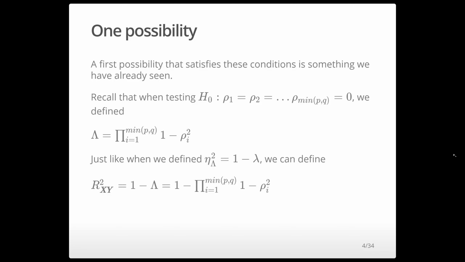So a possibility that satisfies these conditions is something that we've already seen. Remember that when we were testing the null hypothesis that each of the canonical correlations was 0, we defined Wilks' lambda as the product of 1 minus each of the correlations squared. And just like when we define eta squared in the MANOVA context as 1 minus lambda, that should actually be big lambda. I'll correct that. This is little lambda. I should have made it big lambda. We can define R squared xy the same way as 1 minus lambda, which in this case equals 1 minus the product of 1 minus all of the canonical correlations squared.